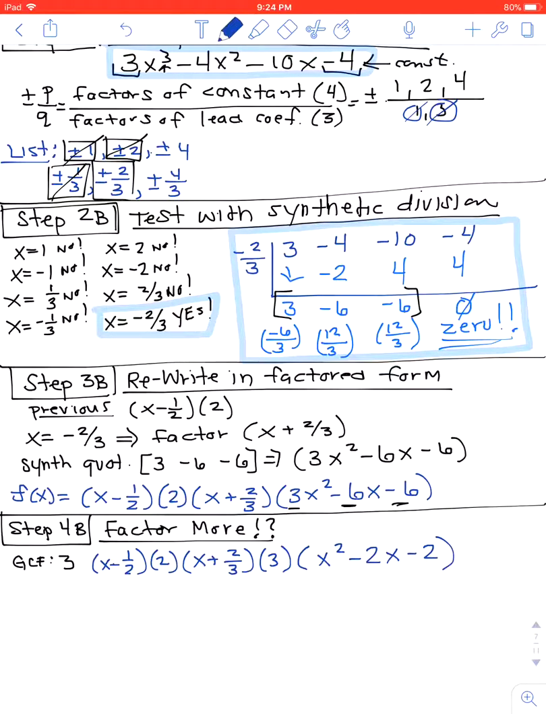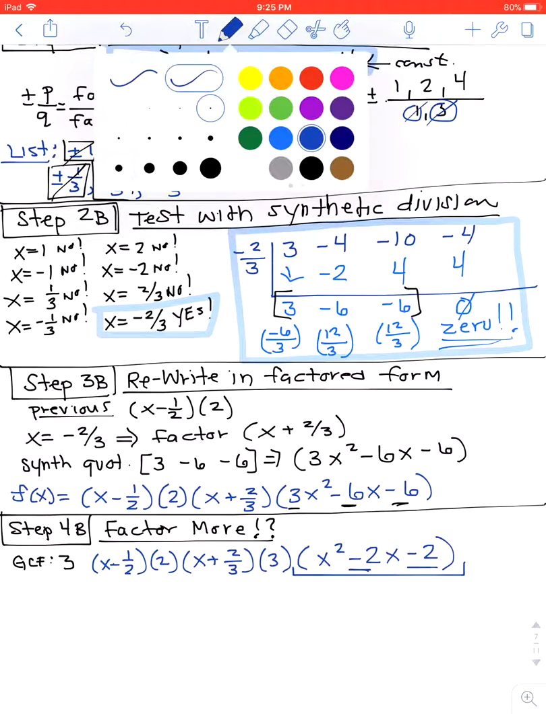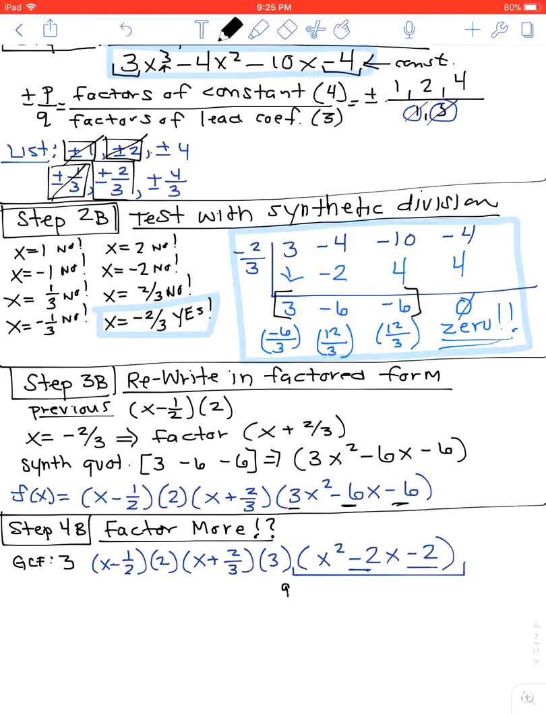Can you factor more? We're still in step 4, so you just continue to ask yourself, can you factor some more? We absolutely can. We have a quadratic here. But you can't just do a direct factoring because there's no two numbers that add to negative 2 and multiply to negative 2, so that's a bummer. So you were forced to use the quadratic formula. All right, so use your quadratic formula on that and find your other zeros, and then we'll write our final answer.